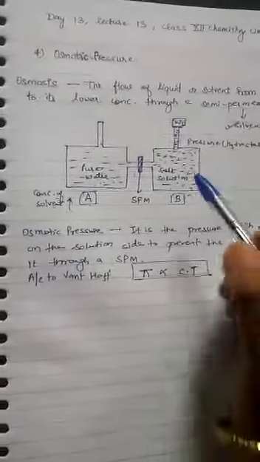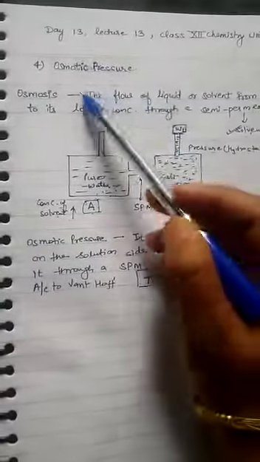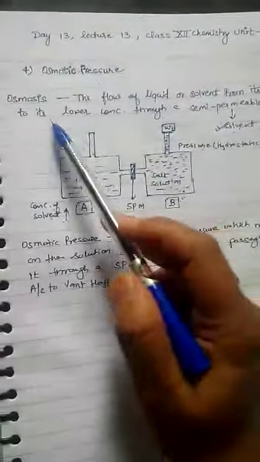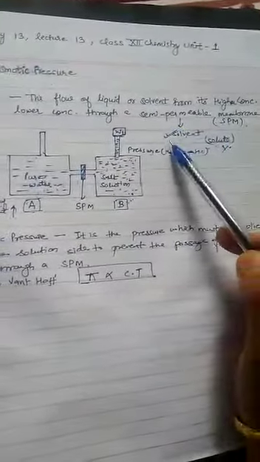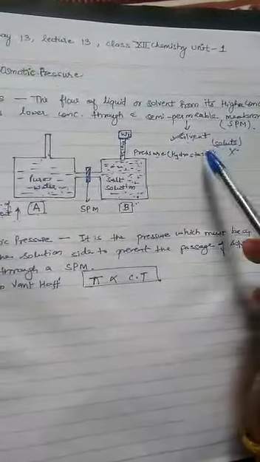Dear students, today we are discussing the last colligative property, that is osmotic pressure. So first, what is osmosis? It is the flow of liquid or solvent from its higher concentration to its lower concentration through a semi-permeable membrane. It is the membrane which allows only the solvent molecules to move, not the solute particles.